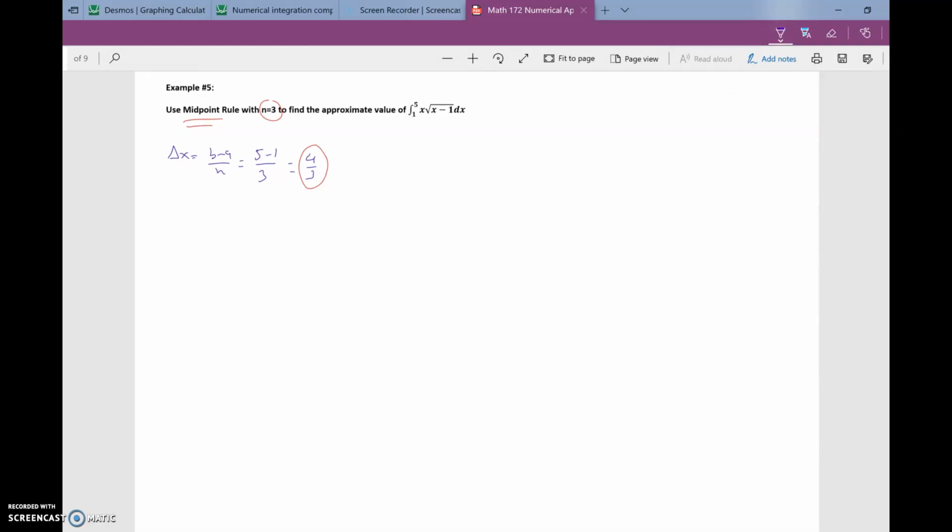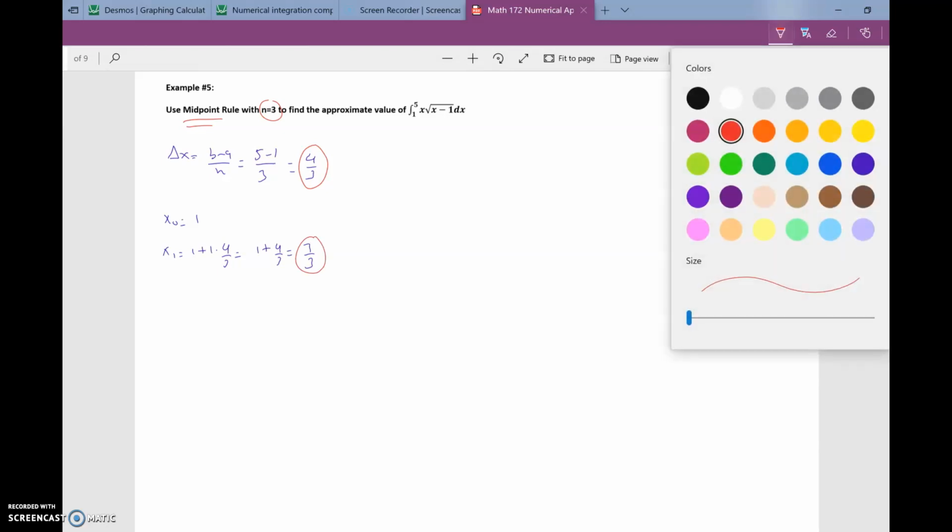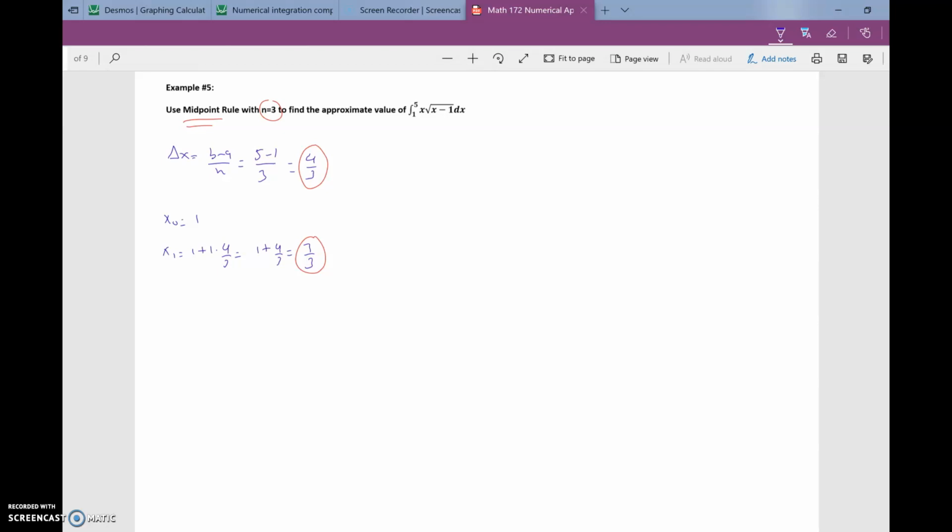So let me start with x is equal to 0. In this case, that's going to equal 1. X1 is 1 plus technically 1 times 4/3, or 1 plus 4/3. This is equal to 7/3 as the x1 value. Then x2 is equal to 1 plus 2 times 4/3, or 1 plus 8/3, and that's going to be 11/3.